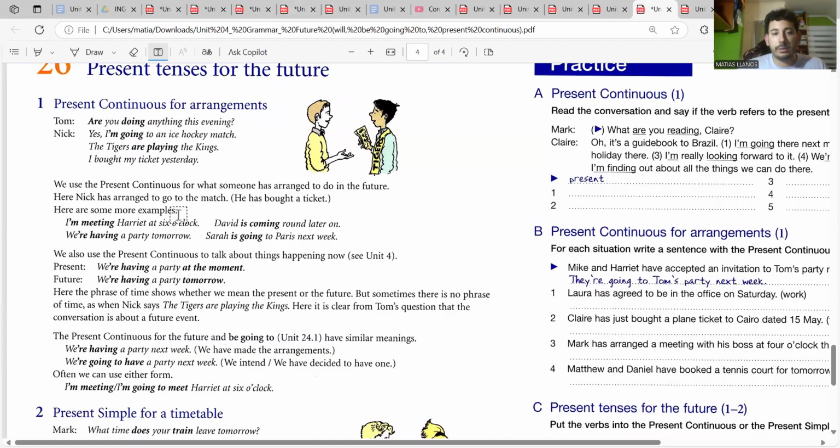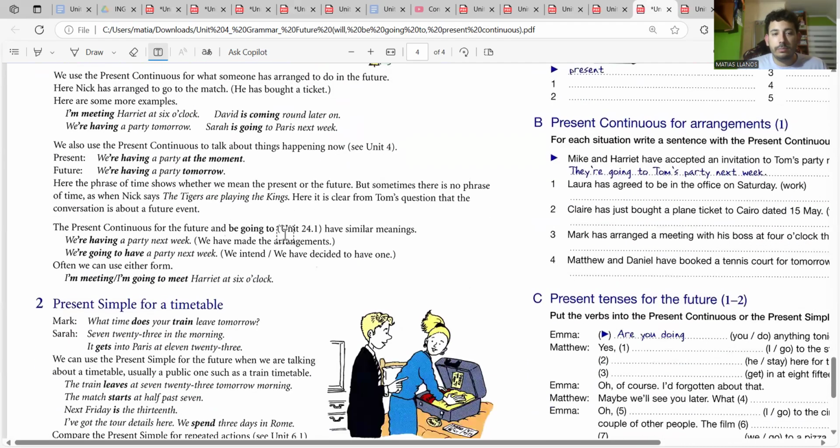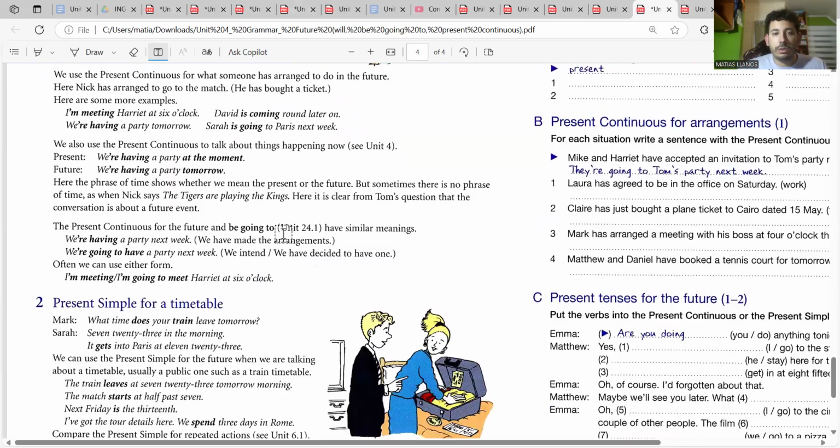Here are some examples. I'm meeting Harriet at 6 o'clock. David is coming round later on. Sarah is going to Paris next week. We're having a party tomorrow. We can use present continuous about things happening now, different from be going to and will.